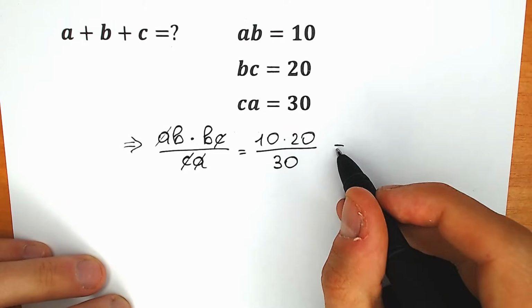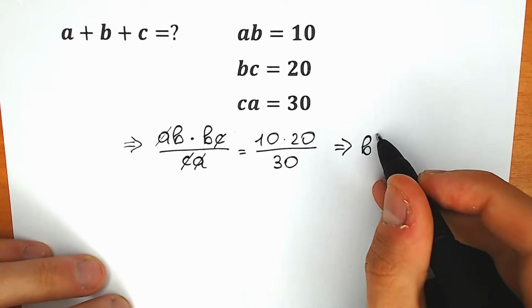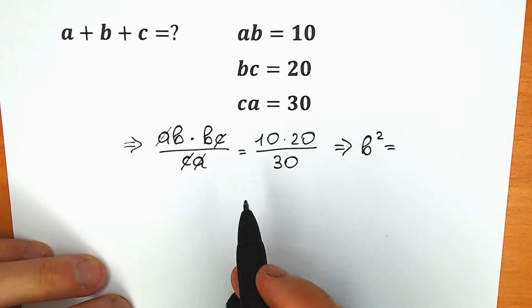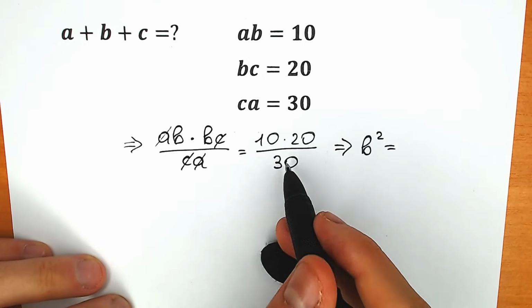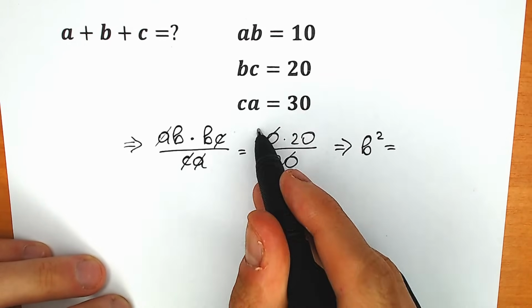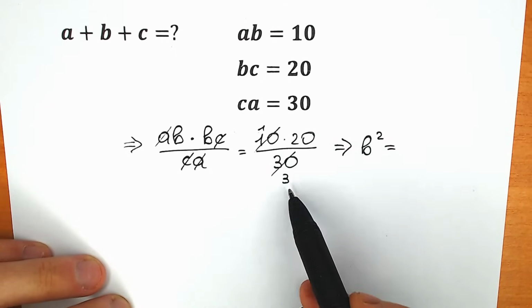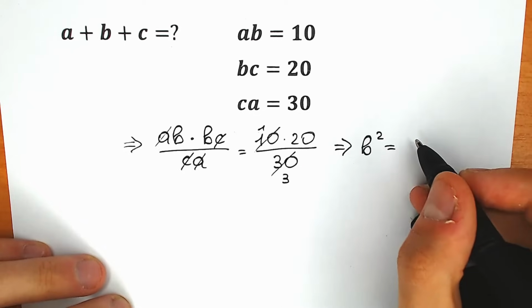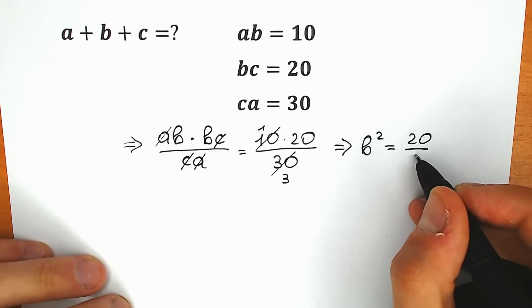So on the left side we have B square, and on the right side, when we multiply, we can easily cancel this 30 and this 10. As a result, here we have 3, here we have 1. So we have only 20 divided by 3. So B square equals 20 divided by 3.